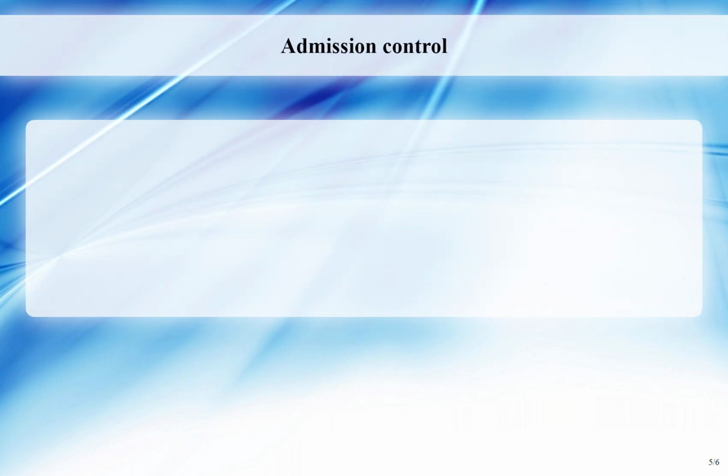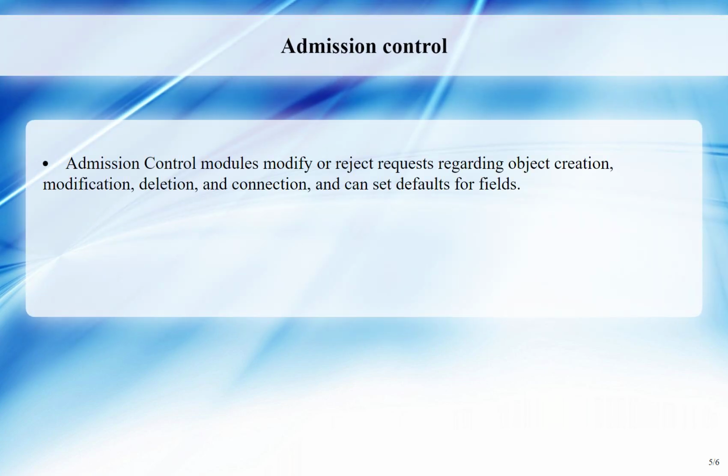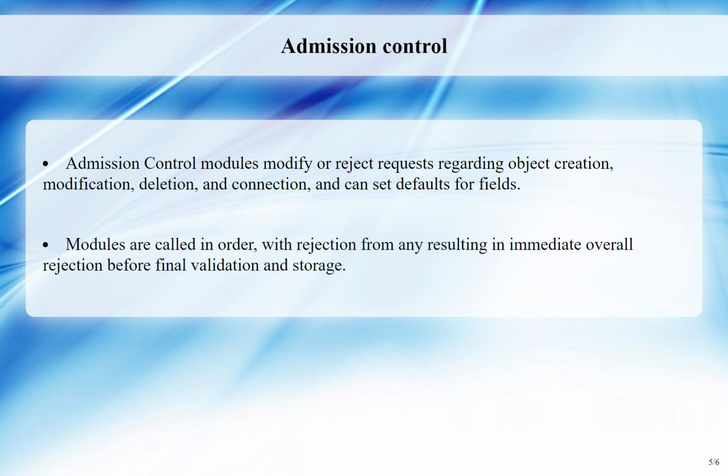Admission control. Admission control modules are software modules that can modify or reject requests that create, modify, delete, or connect to objects. They can access object contents and set complex defaults for fields. These modules are called in order, and if any one rejects a request, it is immediately rejected. Once a request passes all admission controllers, it is validated using validation routines for the corresponding API object and then written to the object store.